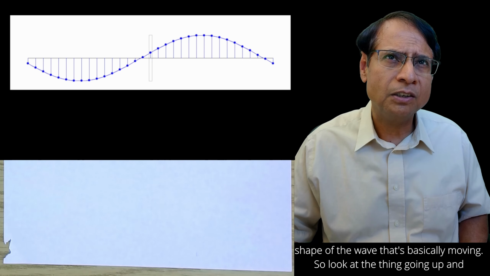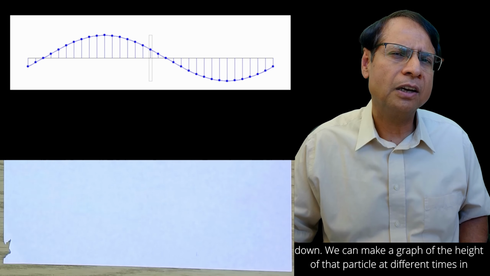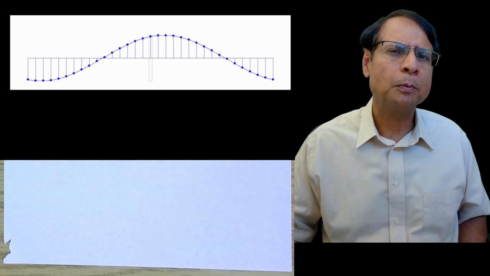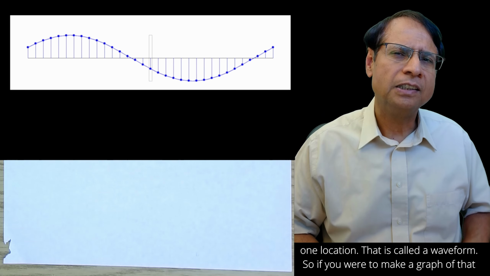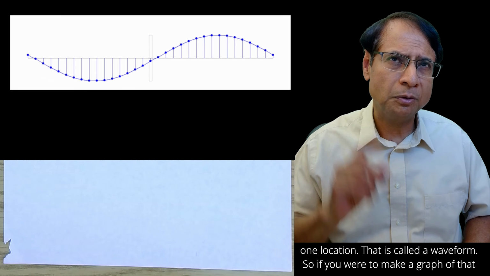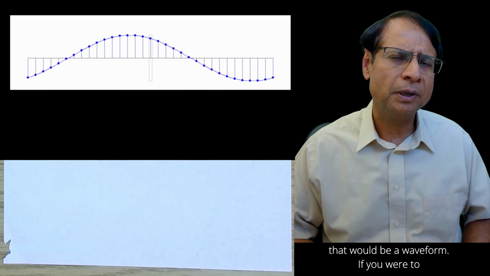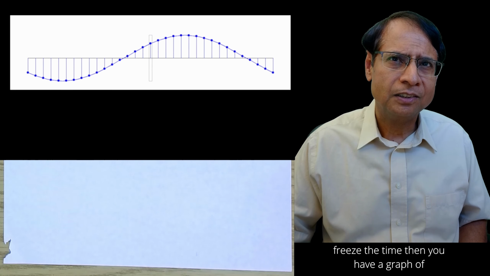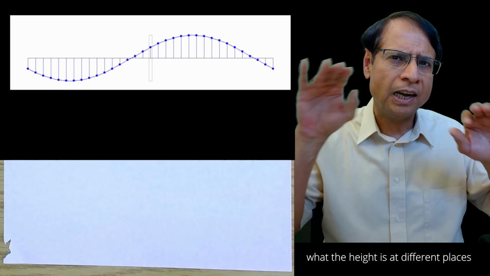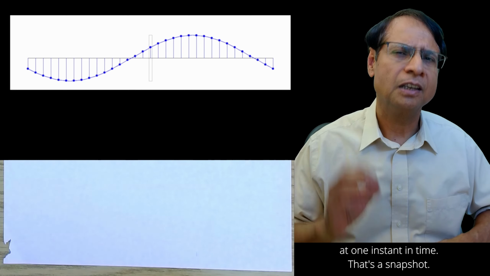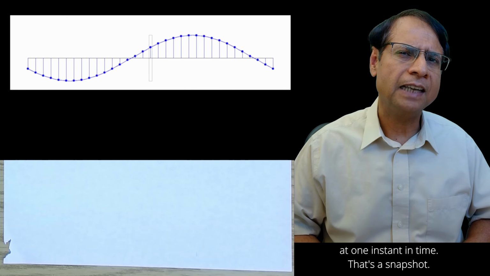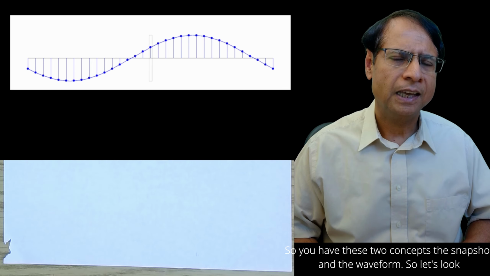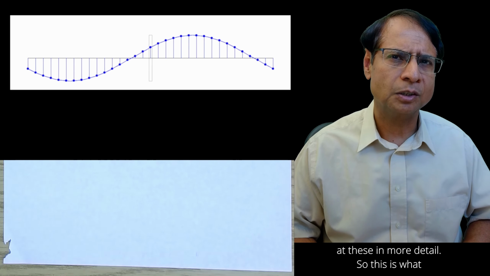So look at the thing going up and down. We can make a graph of the height of that particle at different times in one location. That is called a waveform. If you were to freeze the time, then you have a graph of what the height is at different places at one instant in time. That's a snapshot. So you have these two concepts, the snapshot and the waveform. Let's look at these in more detail.